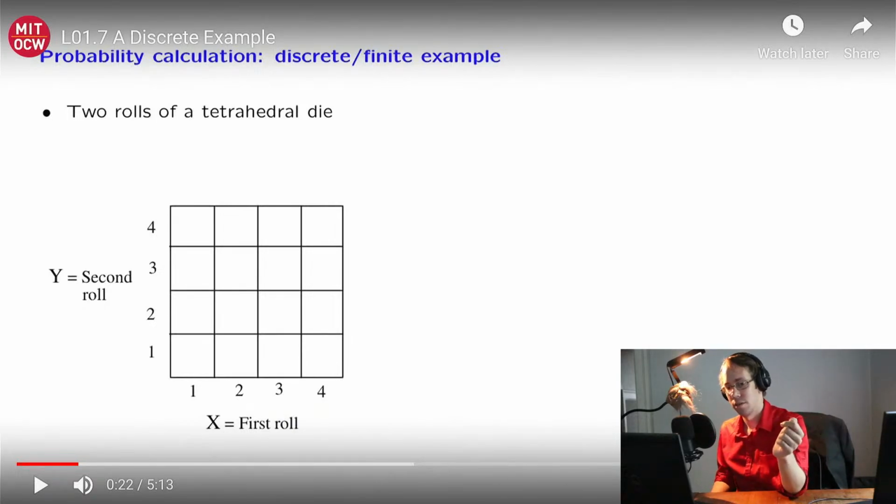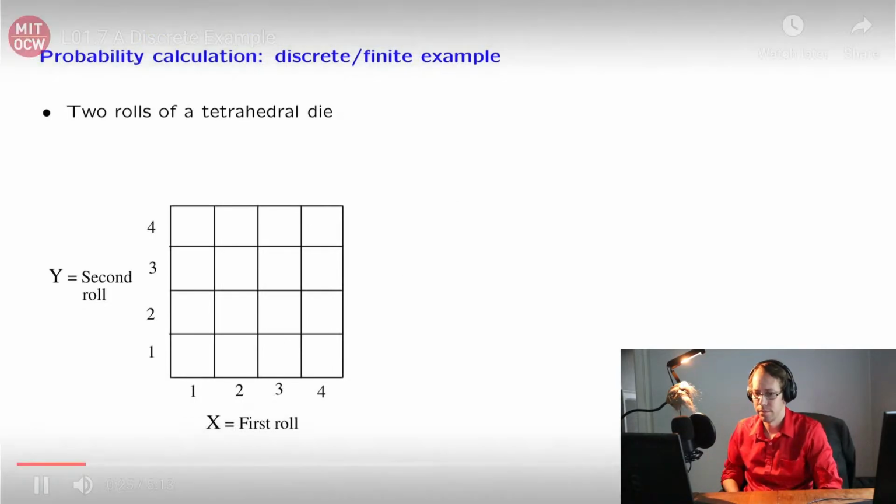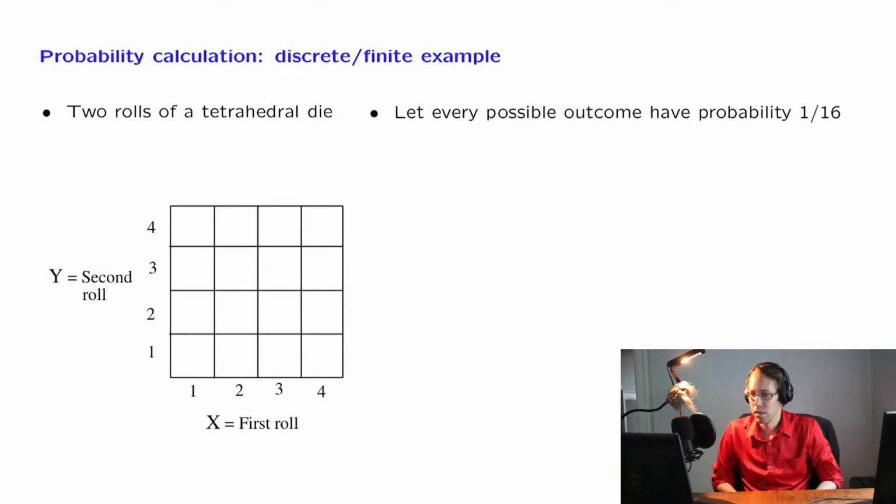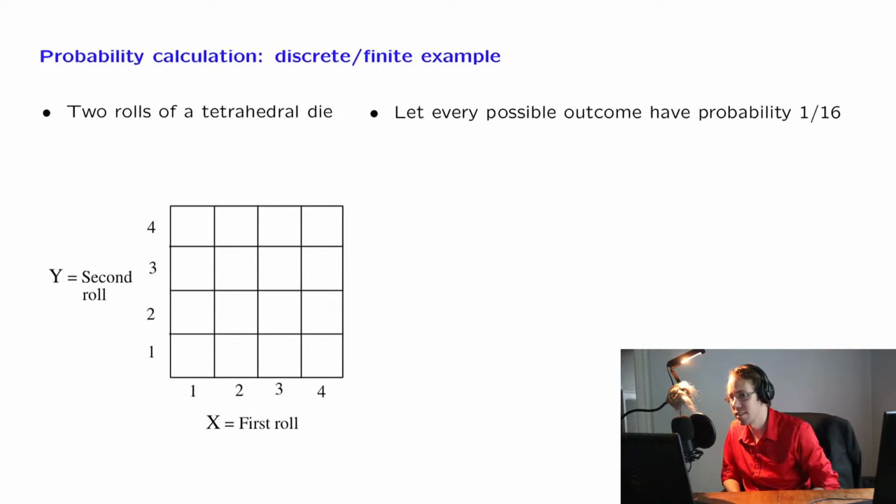So right now, a discrete example. He's got a tetrahedral die. Y equals second roll, X equals first roll. We're going to be examining the chances of the outcomes. Being simple, we're going to make the assumption that all 16 possible outcomes are equally likely, and each outcome has a probability of 1 over 16. Given this assumption, we will now proceed to calculate certain probabilities.